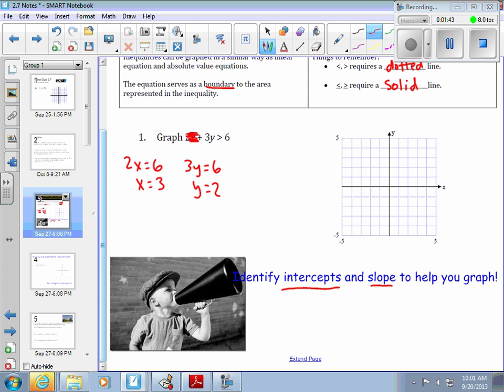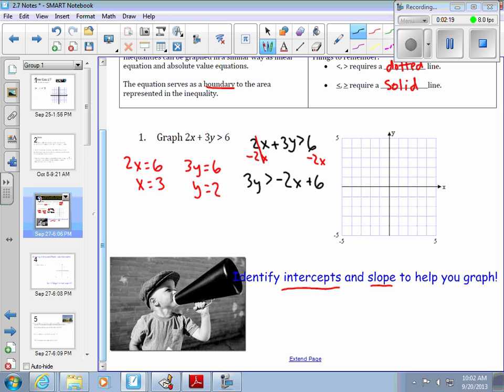Now we want to find the slope. Now to get the slope of this one, at this point you could graph out the intercepts and graph the line. Sometimes finding slope helps too. Now if we're going to find slope here, we would want to solve this equation for y. So we got 2x plus 3y is greater than 6. Let's solve that for y. So first we'd start out by subtracting 2x from both sides. We don't need to do anything with the sign because we haven't multiplied or divided by a negative.